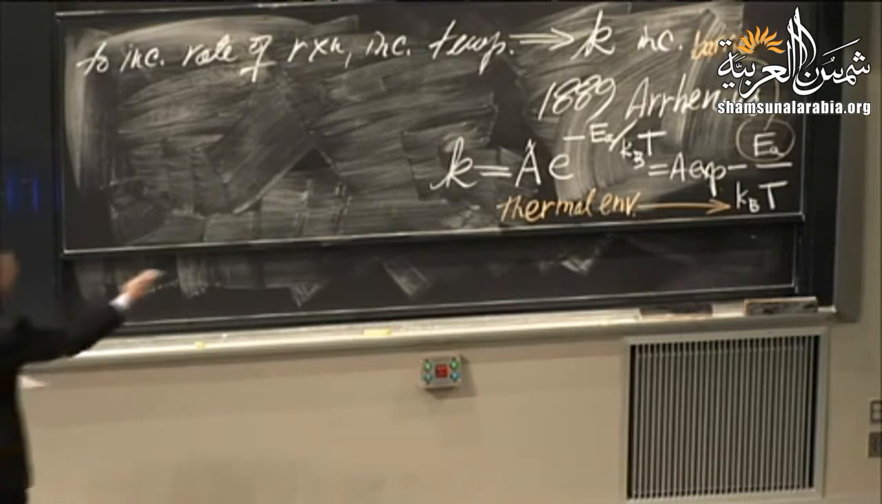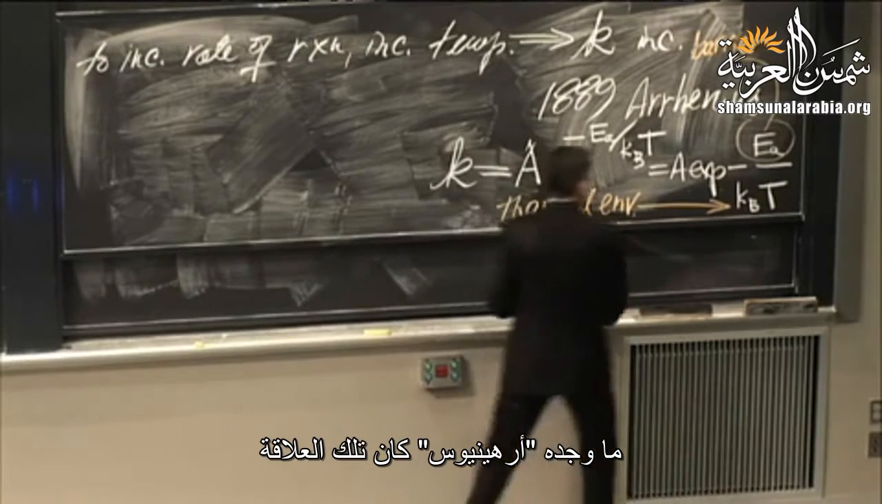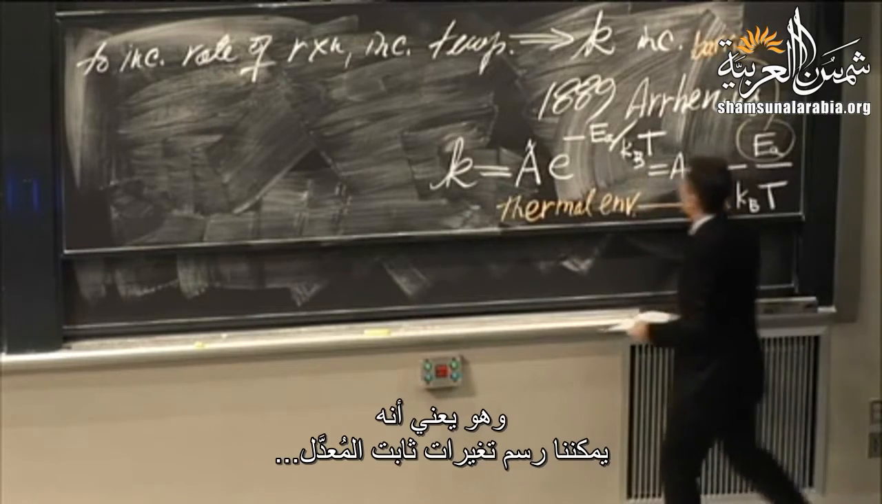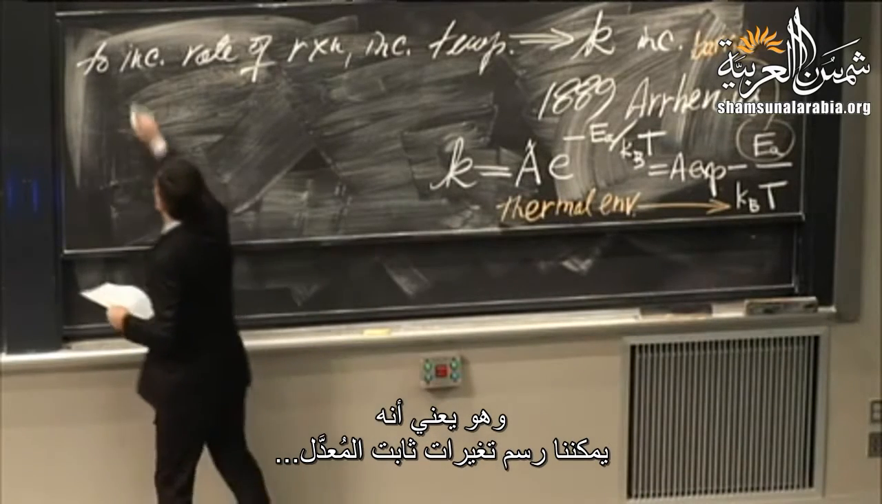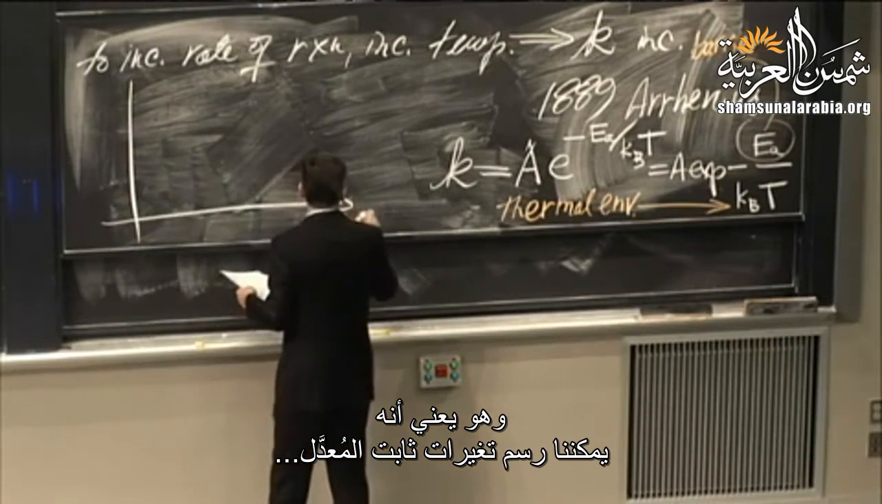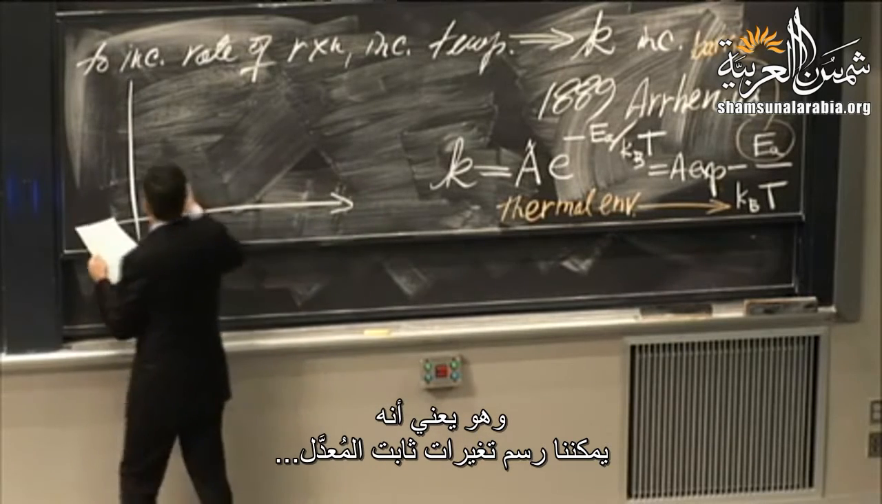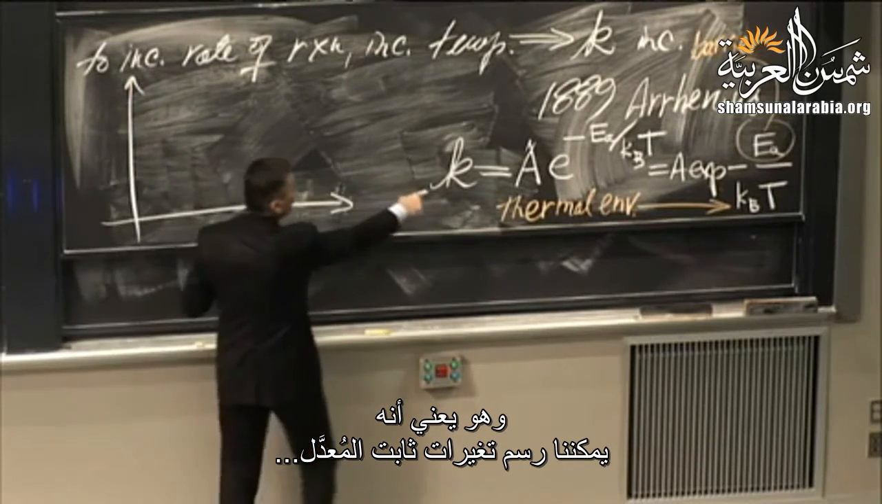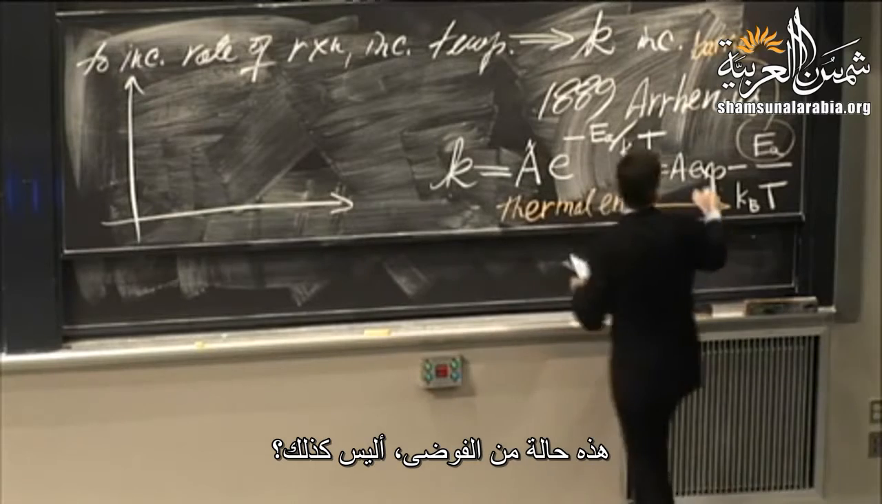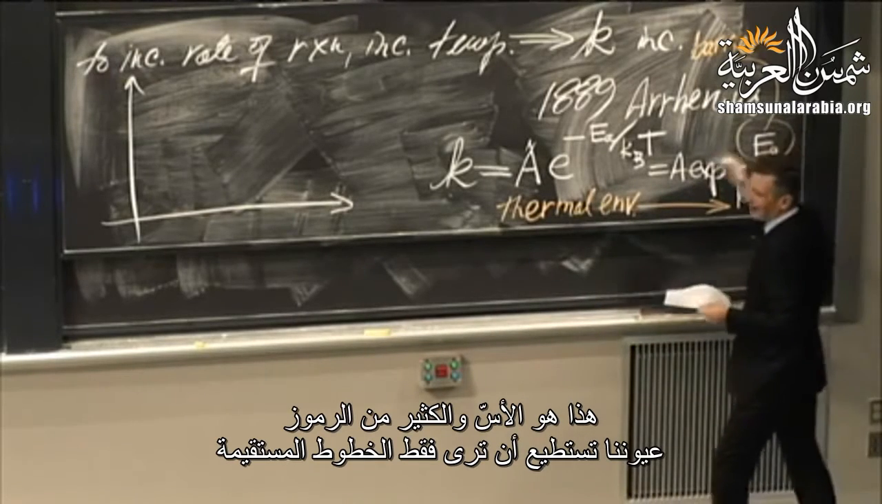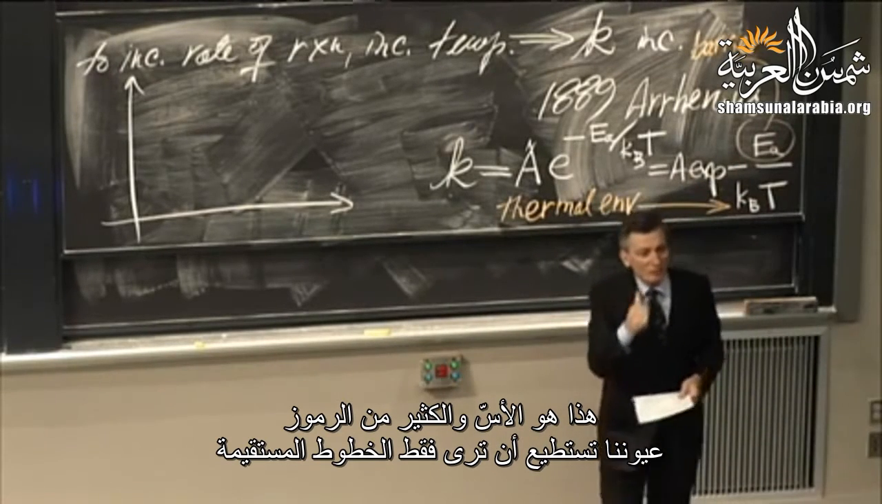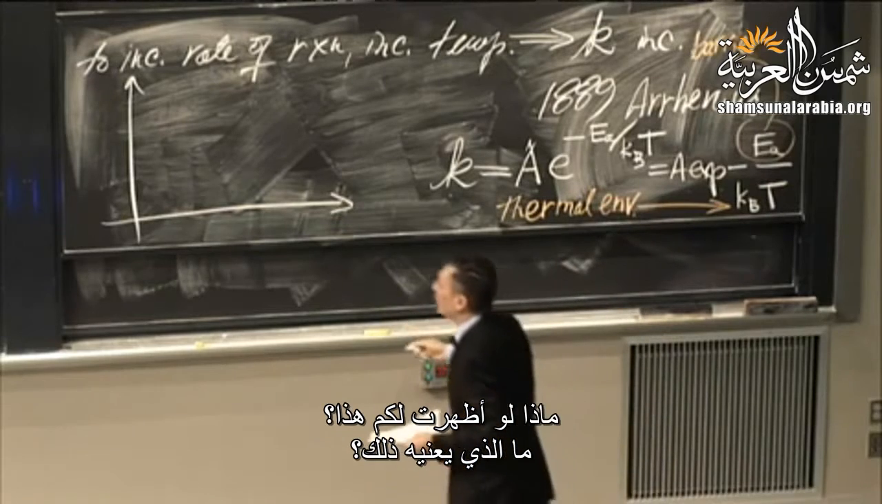All right? So what Arrhenius found was this relationship, which means we could plot the variation of the rate constant. This is a mess, right? This is an exponential. Look, the eye can only see straight lines. What if I show you this?